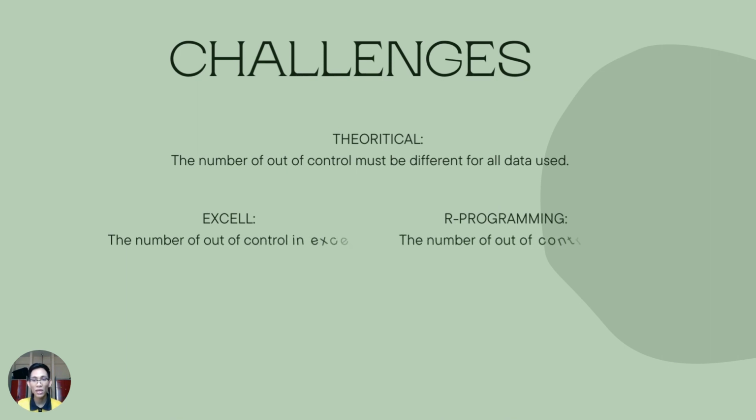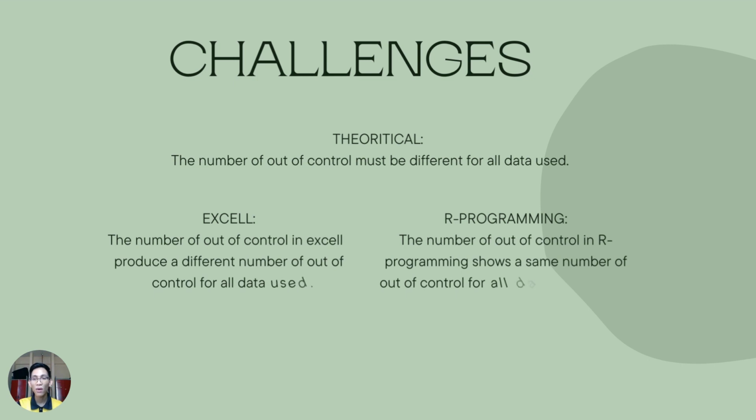Along this assignment, we detect there is one challenge with R programming result. The outliers of the R programming shows a significant values even we are using a different data. Theoretically, the number of outliers of R programming should be different as shown in the Excel result.